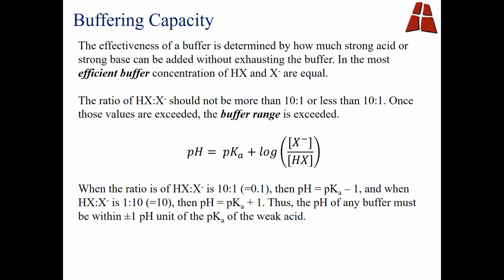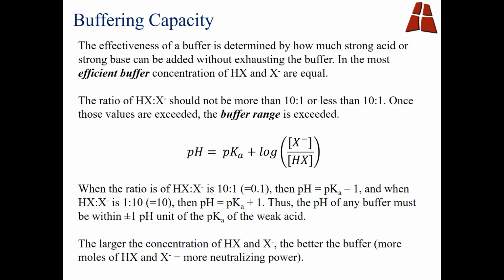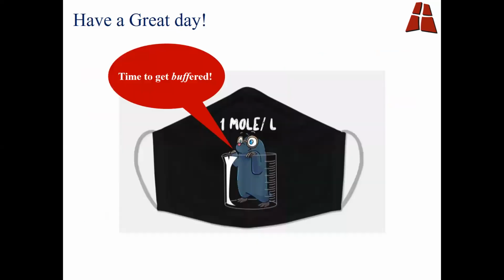And so that would mean that for a buffer to be successful, or not exceed its capacity at least, it would have to remain within 1 pH unit of the pKa of the weak acid. Okay? And finally, of course, the larger the concentration of HX and X minus, the better the buffer will be, or the more neutralizing power we would say that it has.